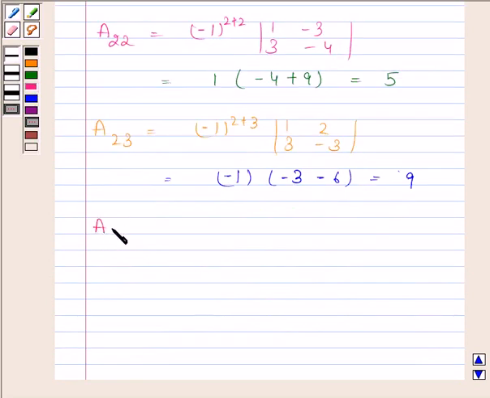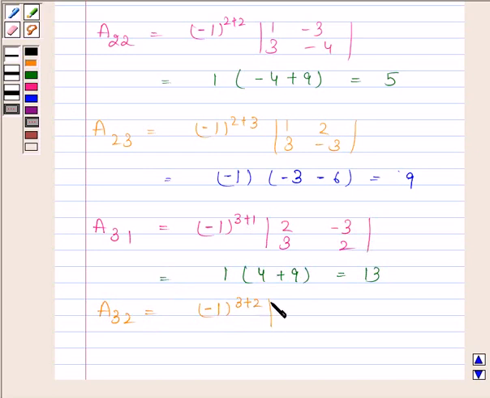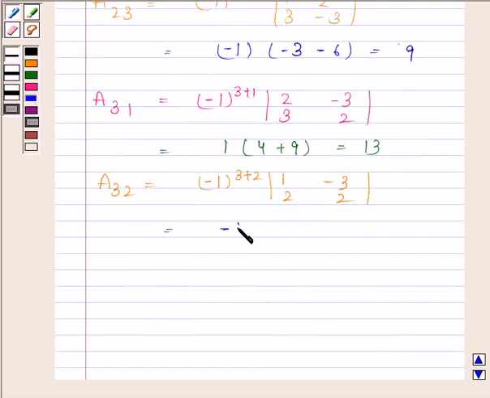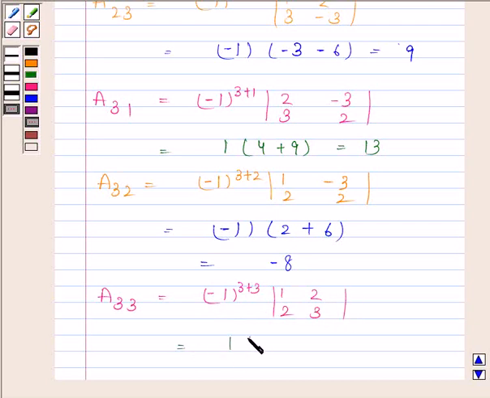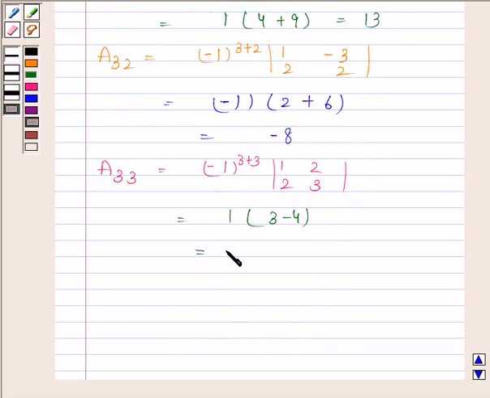Now A31 is equal to minus 1 to the power 3 plus 1 into determinant of 2, 3, minus 3, 2. This is equal to 1 into 4 plus 9, and this is equal to 13. A32 is equal to minus 1 to the power 3 plus 2 into determinant of 1, 2, minus 3, 2. This is equal to minus 1 into 2 plus 6, and this is equal to minus 8. A33 is equal to minus 1 to the power 3 plus 3 into determinant of 1, 2, 2, 3. This is equal to 1 into 3 minus 4, and this is equal to minus 1.